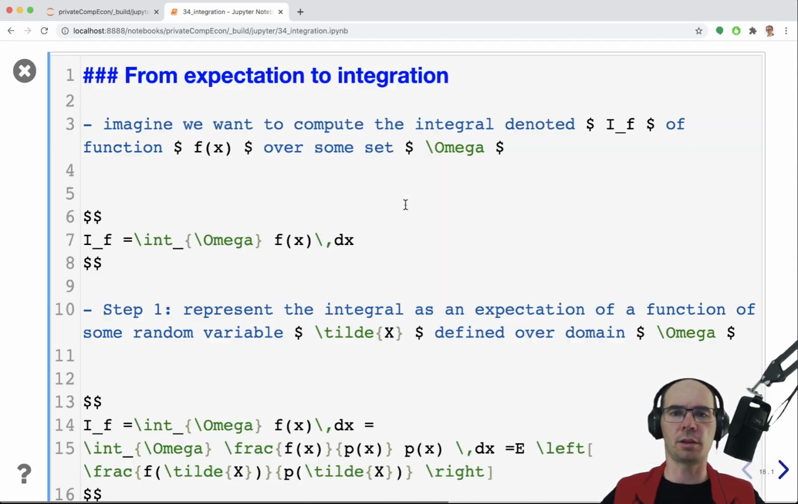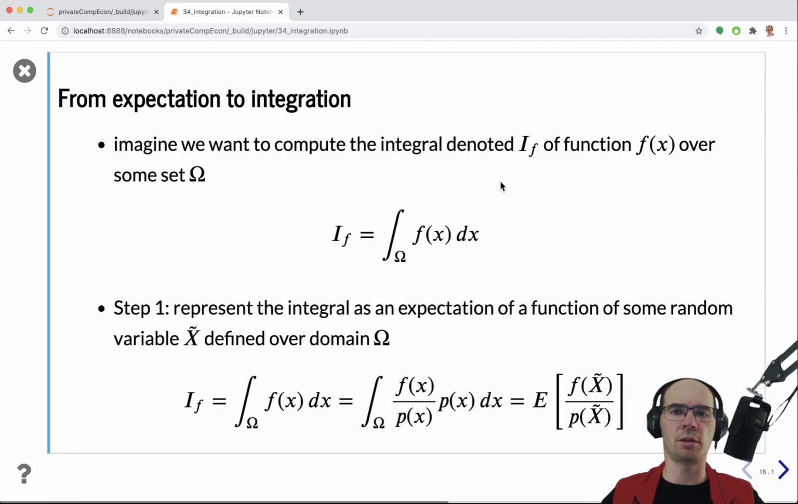Now let's see if we are interested in a definite integral over some set omega. I'm going to write omega instead of some limits of integration because we know that this is going to be useful in multiple dimensions. So omega is some hypercube, maybe some complicated shape in multiple dimensions, and we want to calculate the integral of f of x over that set. So here's the idea. Step 1. We can represent the integral as an expectation of a function of some random variable.